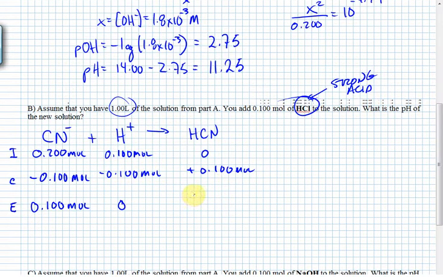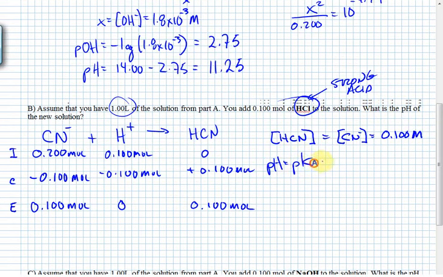And my HCN concentration is going to be 0.100 mole. Notice what's happened here. I've got a situation where the concentration of the acid now is going to be the same as the concentration of the base. They both are going to be equal to 10th molar. By adding the acid, I've converted half of my original base into its conjugate acid. pH equals pKa plus the log of the base divided by the conjugate acid.